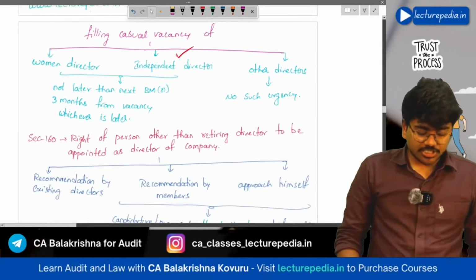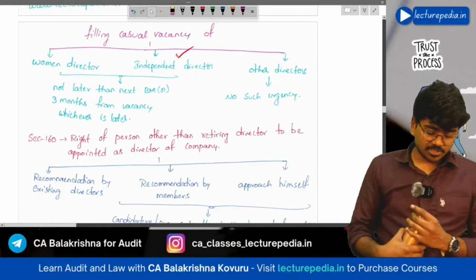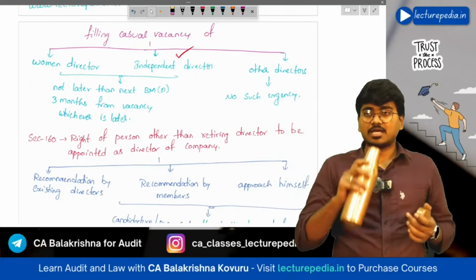That was section number 161 subsection 4, filling of casual vacancy. By this we have completed the entire section number 161.